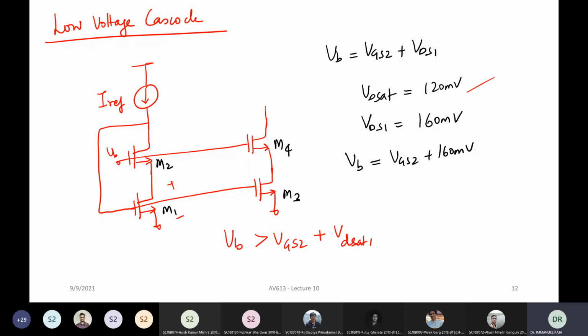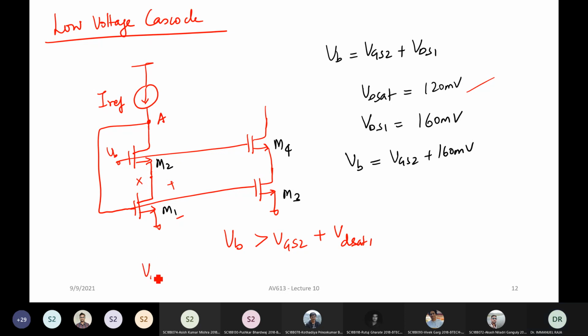Okay. Now, on the other hand, what can happen is that you have this node, let's call this node A, right? You have to make sure that this transistor M2 is also in saturation. Now, how do you make sure M2 is in saturation in this particular circuit? You have to make sure that the VDS, right? Let's say this is some common node X. Okay. Now, what is VDX here?